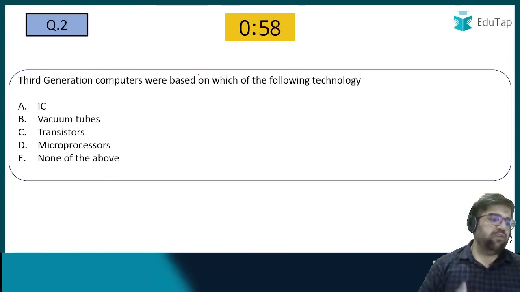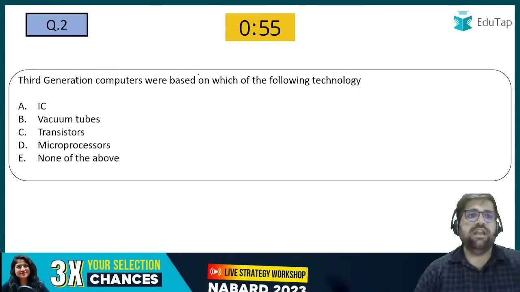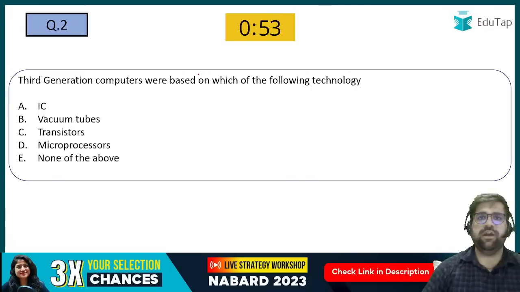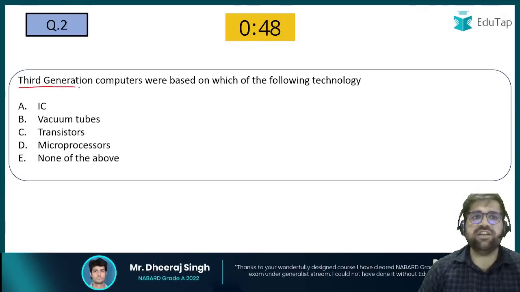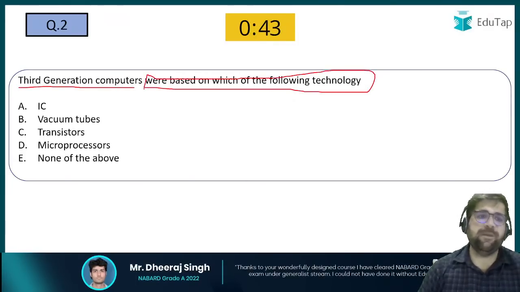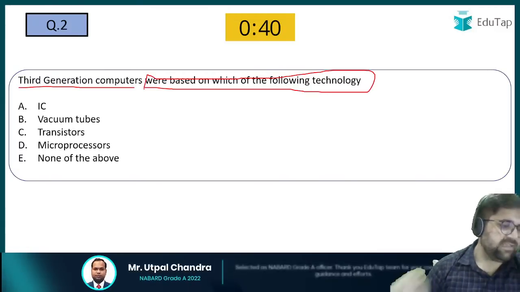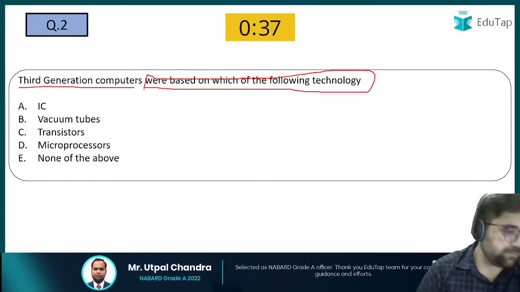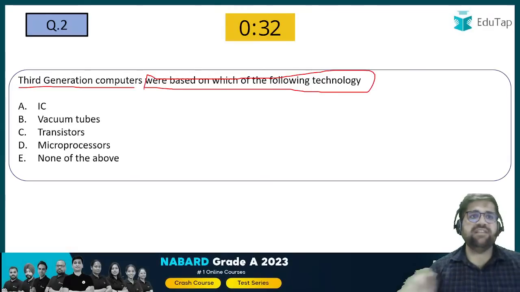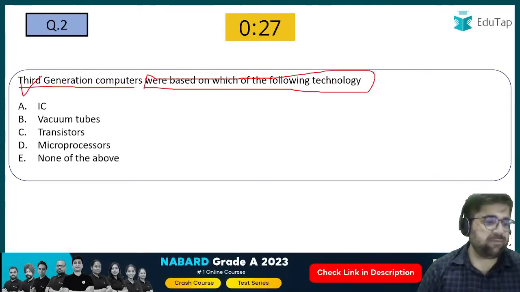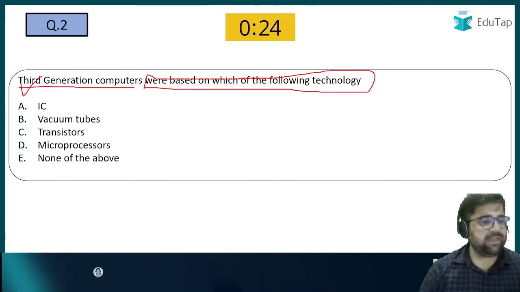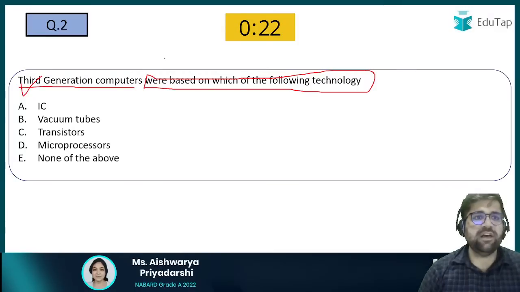Question number 2. Now we are moving to generations of computer. I will also ask you how many generations there are, but first answer this: third generation computers were based on which of the following technology? So I hope you remember. Please let me know the answer to question number 2. Who will answer me? Third generation computers were based on which of the following technology? I am checking the chat box very carefully.